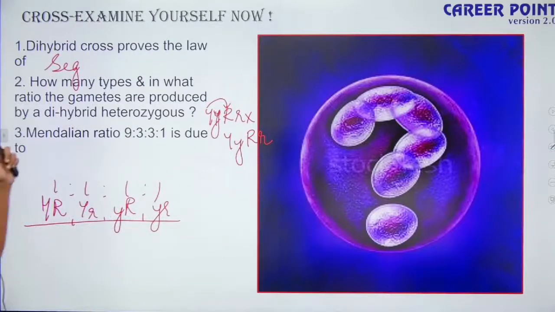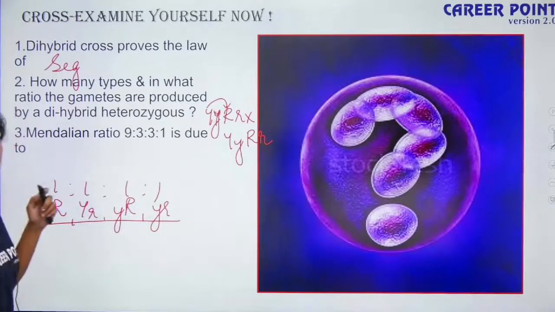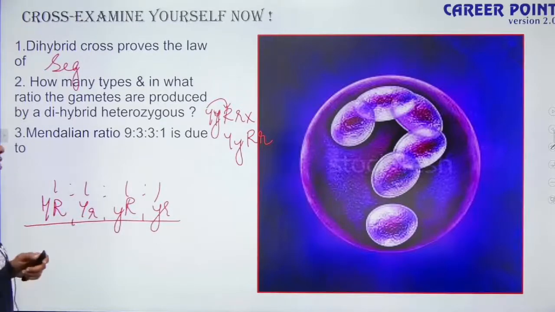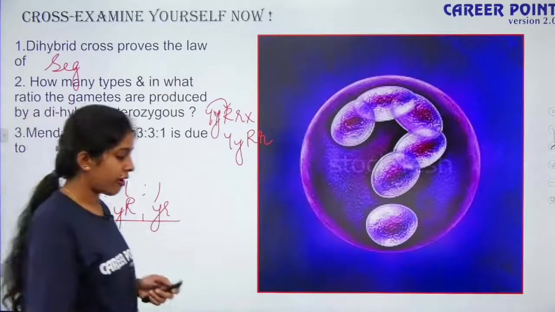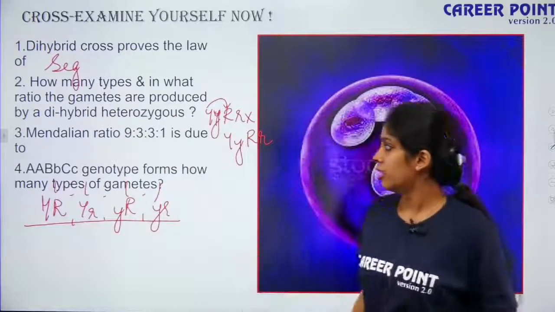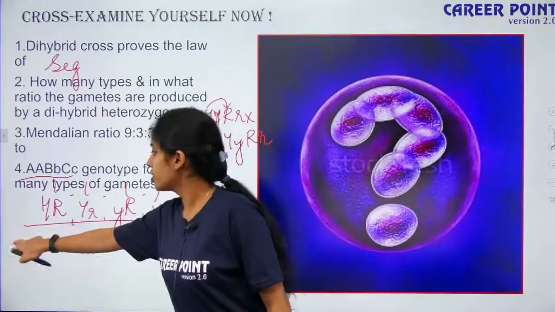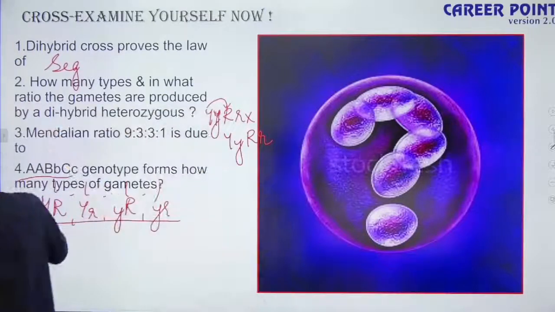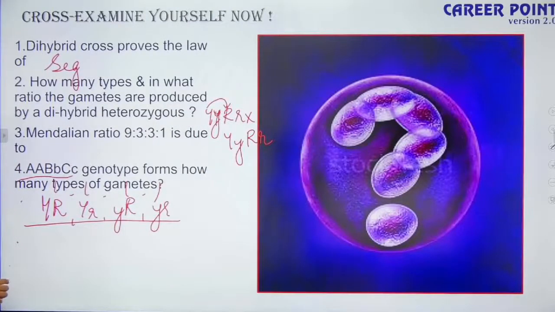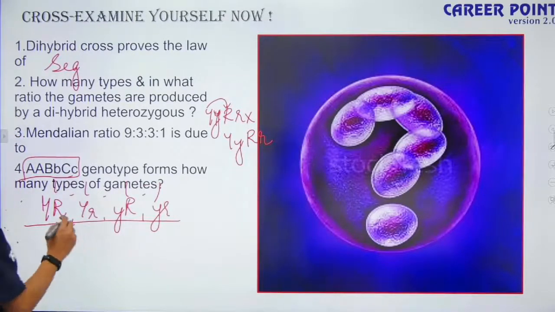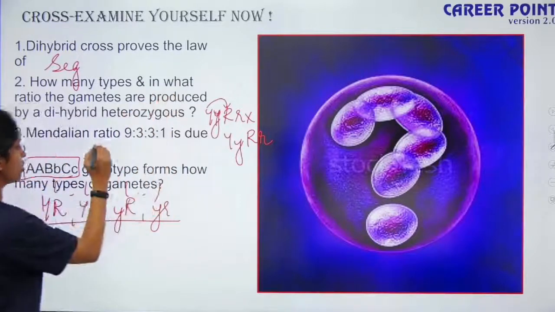So third question, Mendelian ratio 9:3:1 is due to the law of segregation. So that is your dihybrid cross. Fine. So the last question. So this is the genotype. In genetics, you will have questions like this. They will give you the genotype and ask you the gametes that are formed, the number of gametes that are formed. For example, here the question is, okay, I will solve it here.